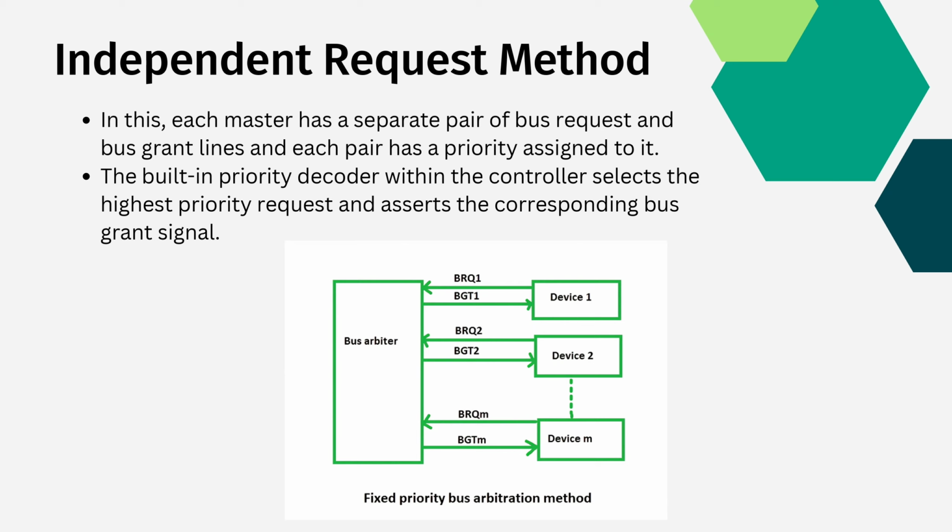So the next is the independent request method. In this, each master has a separate pair of bus request and bus grant lines, and each pair has a priority assigned to it. The built-in priority decoder within the controller selects the highest priority request and asserts the corresponding bus grant signal. And here is the diagram of the independent request method.